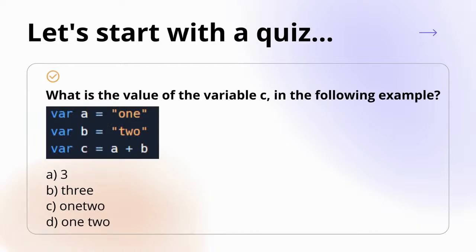What is the value of the variable C in the following example? And again, the answer is C. Here we are concatenating two strings without any spacing, and we are not adding two numbers together in this example.